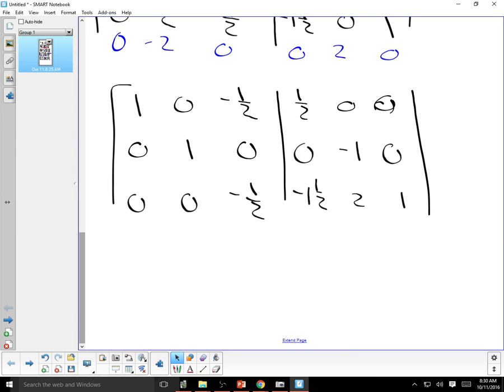Now, last step. I need R3C3 to become a... Oh, you're right. It's not the last step. So the next step then is to make R3C3 into a 1. And I'm going to do that by multiplying this whole row by a negative 2.